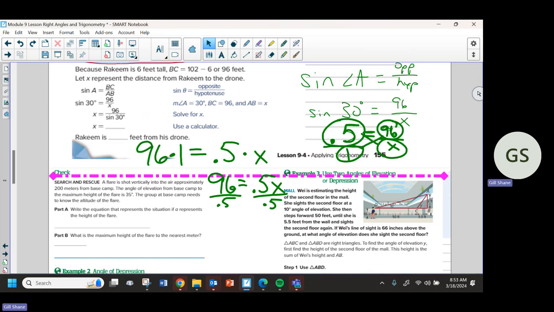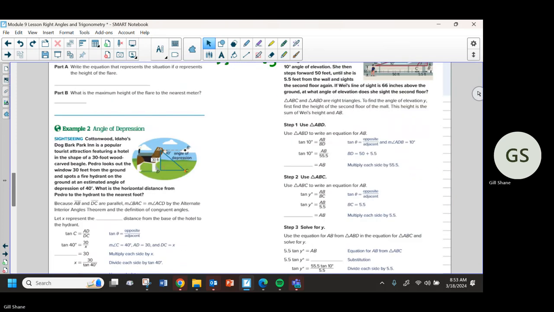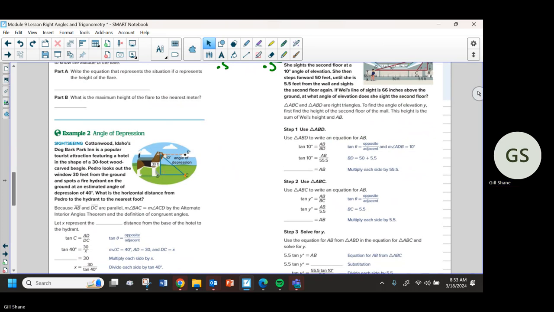Isaiah. Wakey, wakey. Come on, try this one. This one's not as easy. This is not just like the one you did. And it's not only different because of the angle of depression. There's something else in there that's different. So try to do angle of depression with the dog. This one, example two.